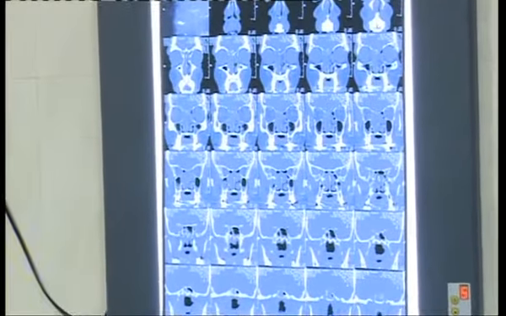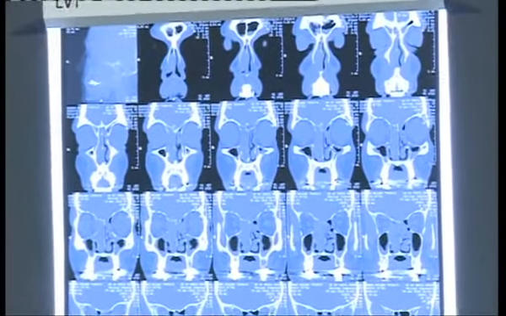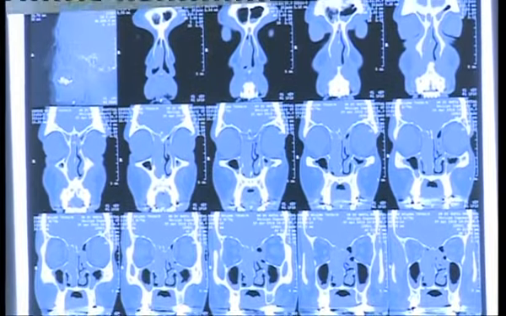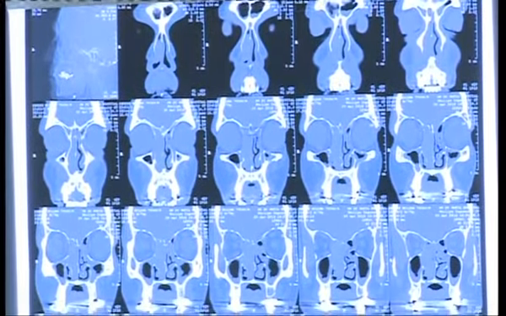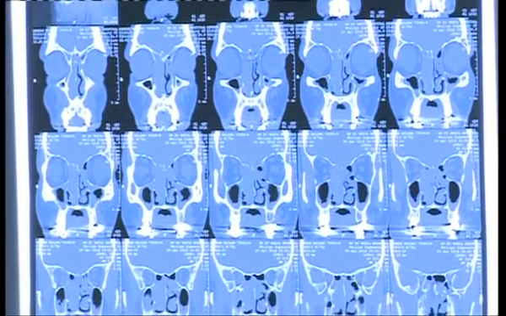So preparation to me. At our center, we take care of certain things in the pre-operative period, particularly in the polyposis cases. See, there are two varieties of sinusitis.